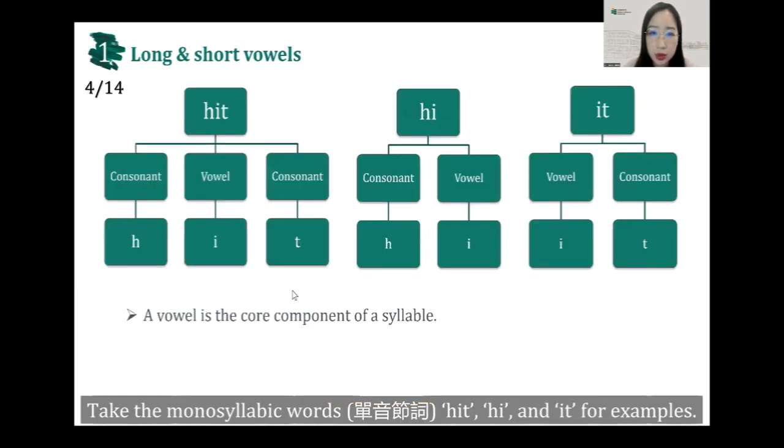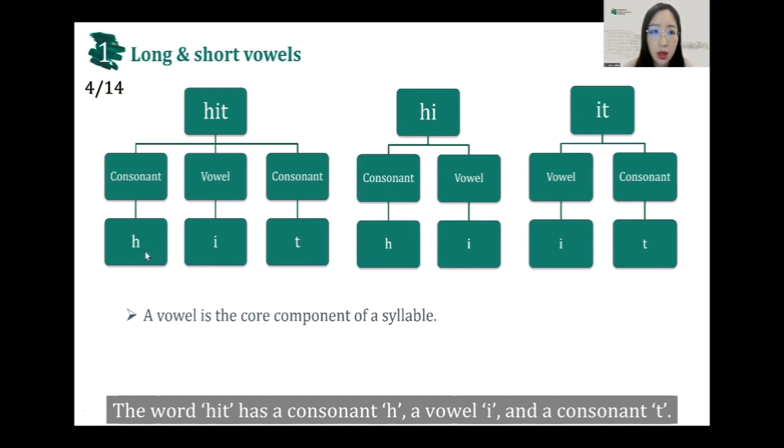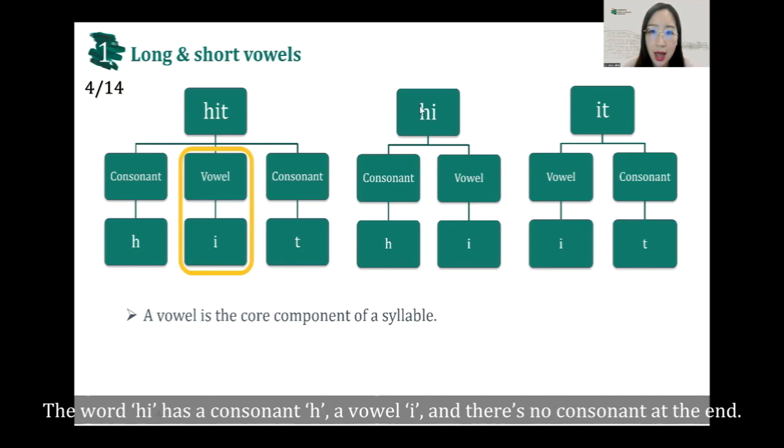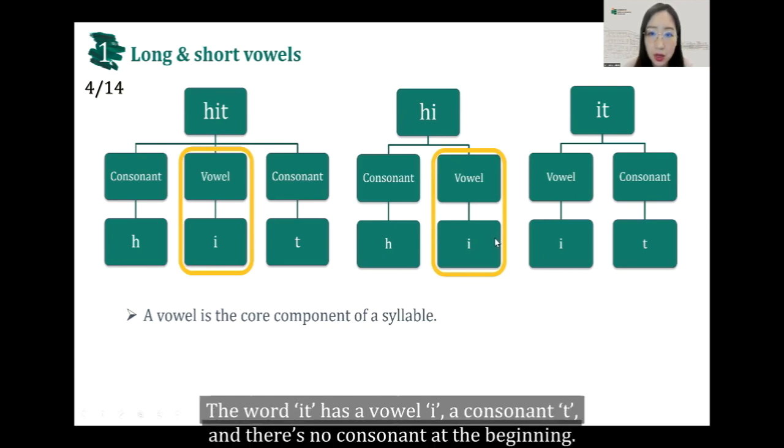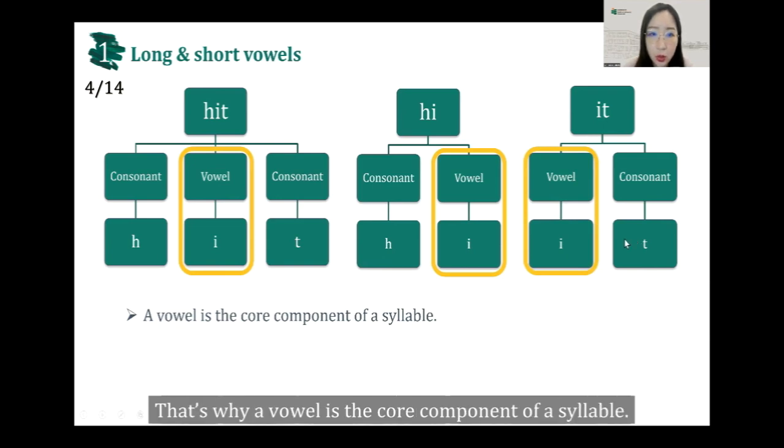Take the monosyllabic words hit, high, and it for examples. The word hit has a consonant, a vowel, /ɪ/, and a consonant, /t/. The word high has a consonant, a vowel, /aɪ/, and there's no consonant at the end. The word it has a vowel, /ɪ/, and a consonant, /t/, and there's no consonant at the beginning. And that's why a vowel is the core component of a syllable.